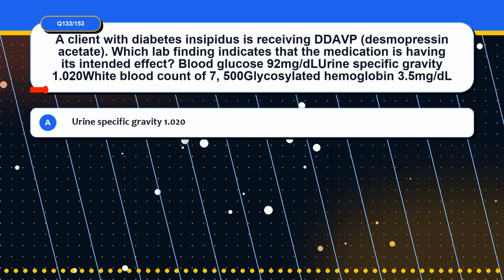Question 133. A client with diabetes insipidus is receiving DDAVP desmopressin acetate. Which lab finding indicates that the medication is having its intended effect? Blood glucose 92 mg/dl, urine specific gravity 1.0, white blood count of 7,500, glycosylated hemoglobin 3.5 mg/dl. Here are the options. Option A. Urine specific gravity 1.20.